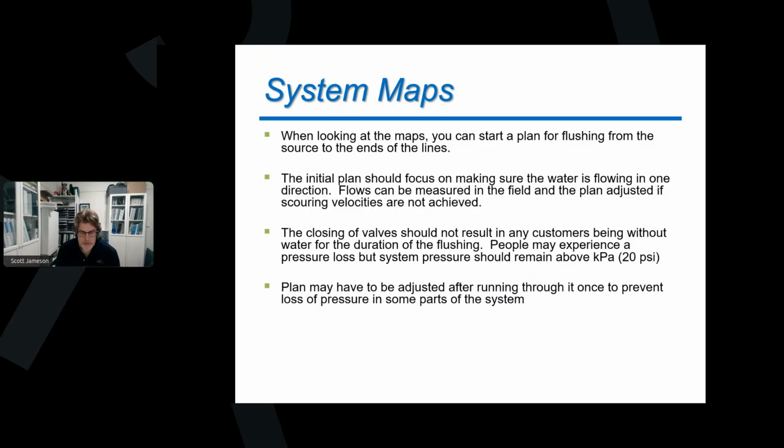I'll give you an example of one I did some years back, where on the map everything looked good. We did pick out an area we were concerned about the pressure. We went out, we did the flushing program, and we did create a low pressure zone. We actually knocked out a whole section of the water system. The pressure went down to zero. So we had to stop our flushing program, and then go back and reassess the way we were doing that.